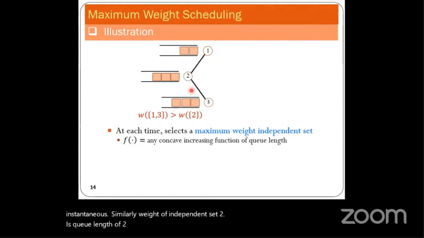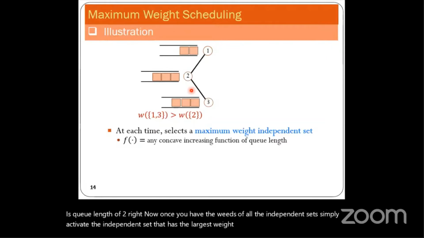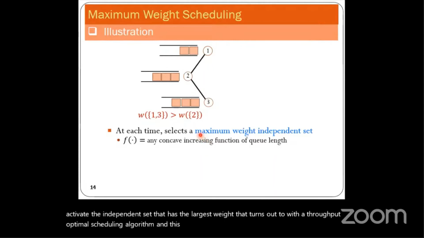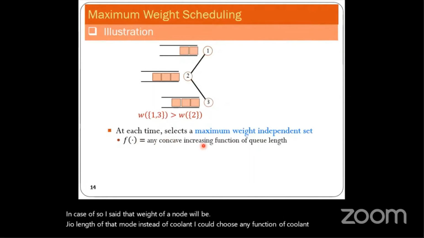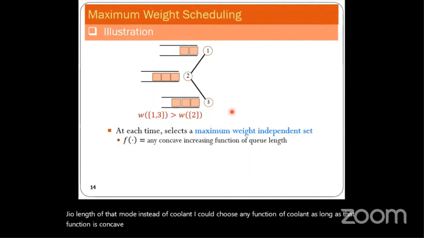Now, once you have the weights of all the independent sets, simply activate the independent set that has the largest weight. That turns out to be a throughput optimal scheduling algorithm. And this algorithm, as the name suggests, is called the maximum weight independent set algorithm, right? I said that the weight of a node will be the Q length of that node. Instead of Q length, I could choose any function of Q length as long as that function is a concave and increasing function. Okay. So let's see an illustration of it.